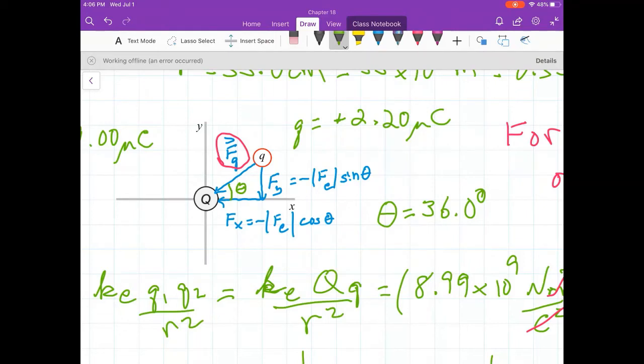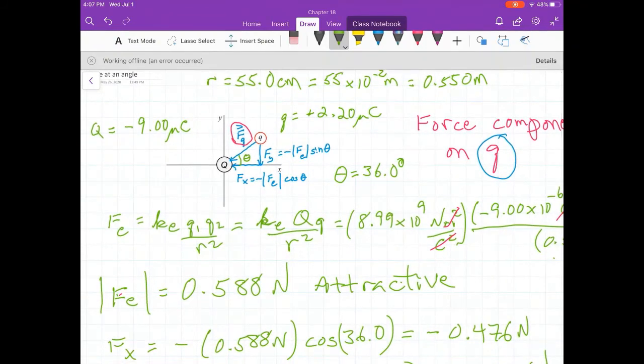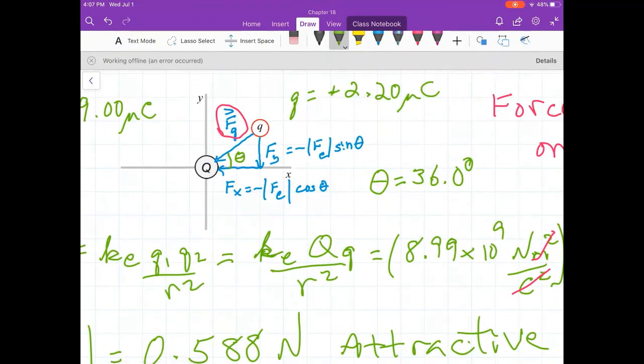We need to specify which charge we are talking about. Are we talking about the force on that large capital Q, or the force on the smaller one in red, that lowercase q? Then the trigonometry, once you know the angle: for the y component, sine of the angle, the x component, cosine of the angle times hypotenuse. You have to look at the picture, decide what's positive, what's negative, which way those vectors point.